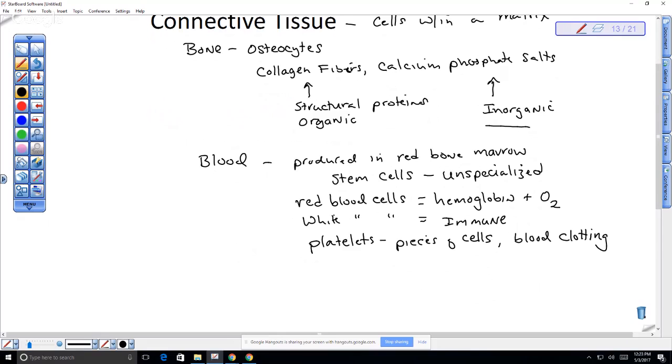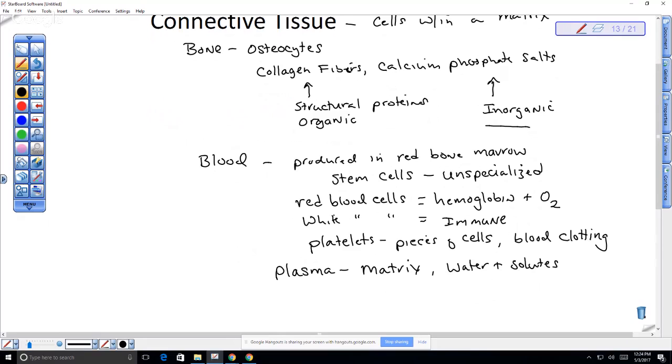So that's the cellular component of blood. We also have plasma. So I would say my plasma is my matrix, right? So this consists of water and solutes. So things that are in solution.